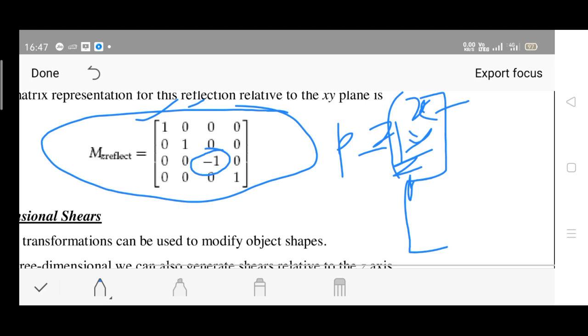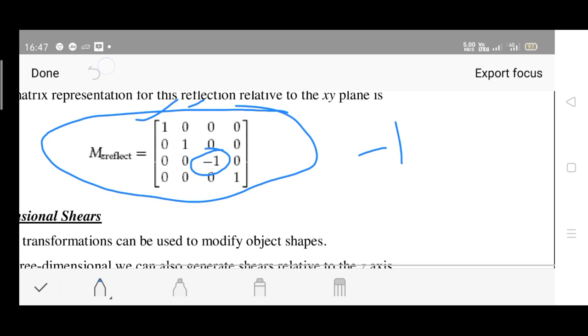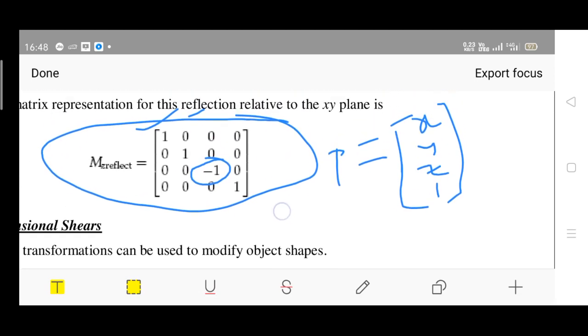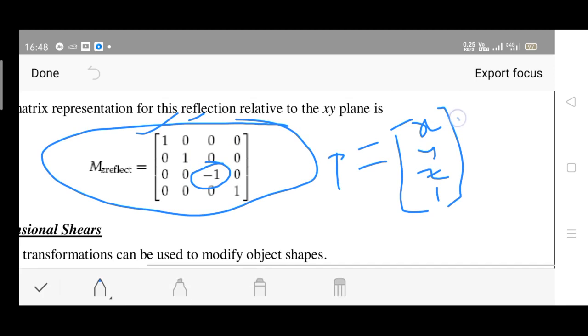Hope it is visible. I'll write it once again. P equal to, concentrate now, x, y, z as well as 1, right? These are the initial values. So what you are supposed to do is represent them in terms of a 4 cross 4 matrix. Consider this as equation number 1, x, isn't it? This will be 2, 3 as well as 4.